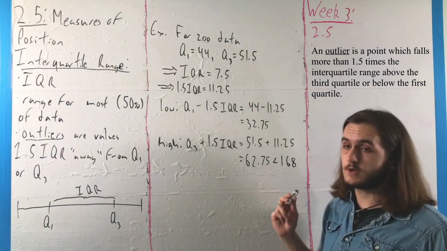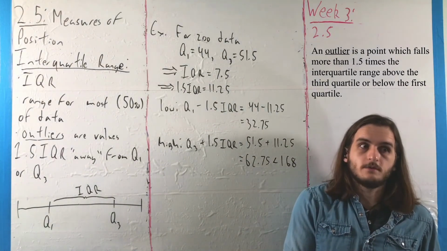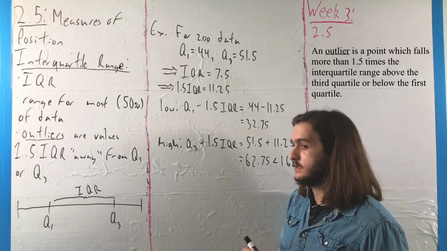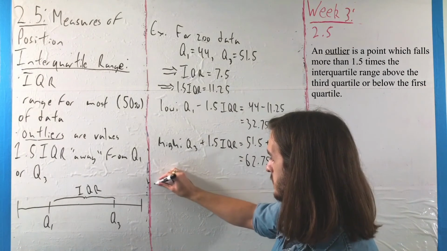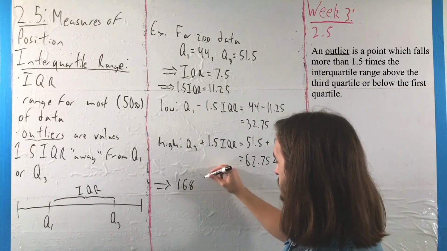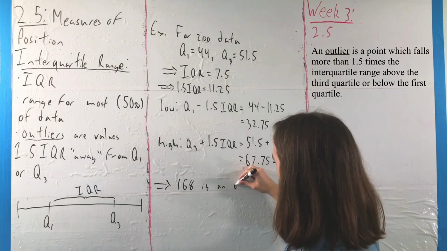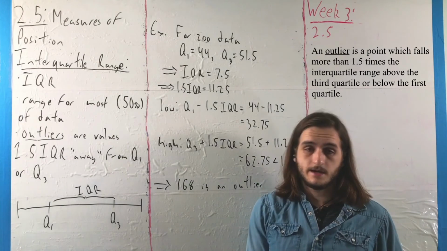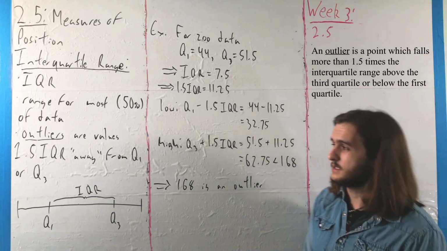So our suspicions from earlier that 168 is an unusual value, as it well should be, it's a giraffe's height, is quantifiably unusual. That is, 168 is an outlier.